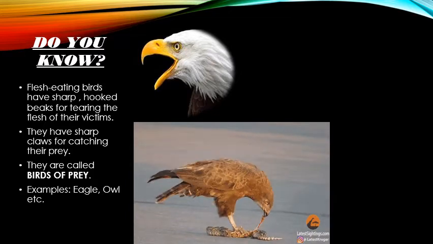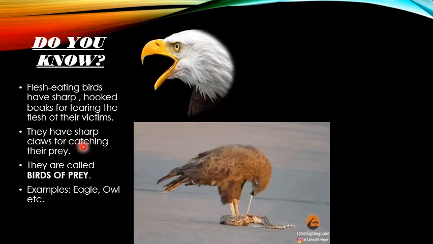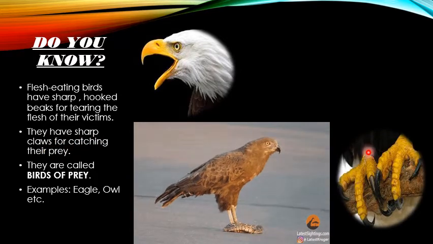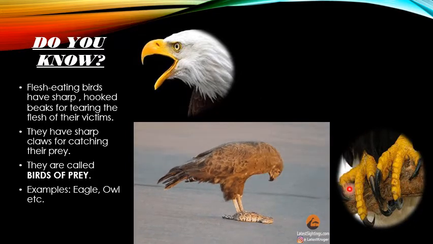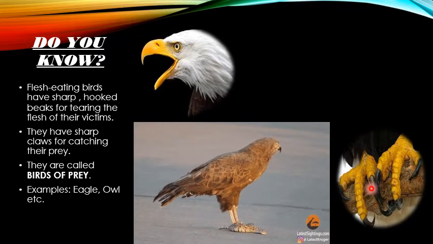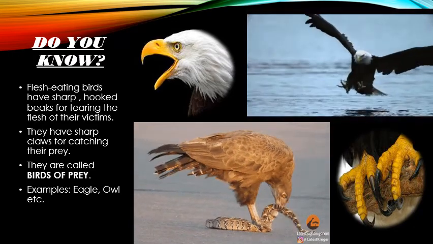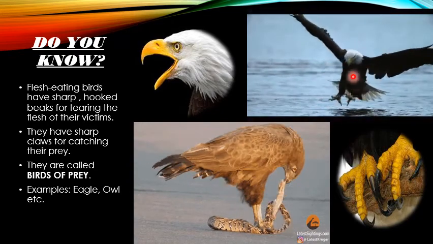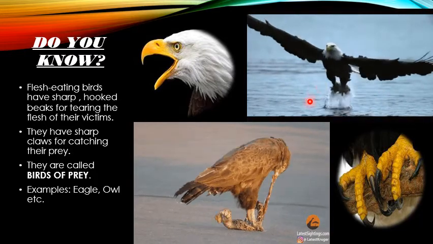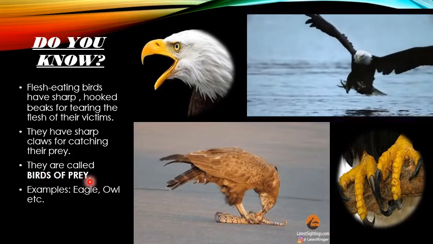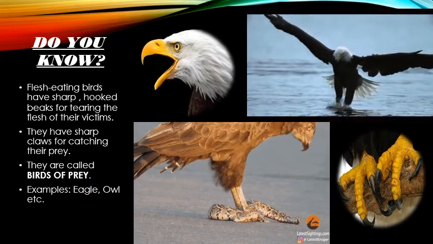Other than this, the next point is they have sharp claws for catching their prey. Their claws look like this. These are their strong and sharp claws with the help of which they easily catch their prey. Here you can see an eagle hunting a fish, and how easily it is catching its prey with the help of its strong claws. That's why they are also called birds of prey. The best examples are eagle, owl, etc.